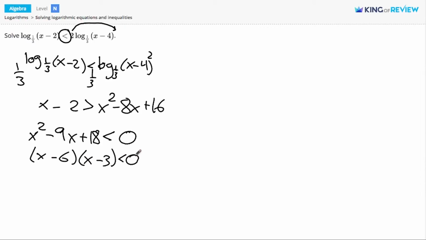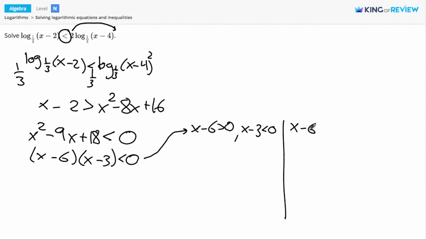And now I know that I have to get something negative, something less than 0, which means two things are possible. Either x minus 6 is positive and x minus 3 is negative, or the other way around, x minus 6 is negative and x minus 3 is positive.